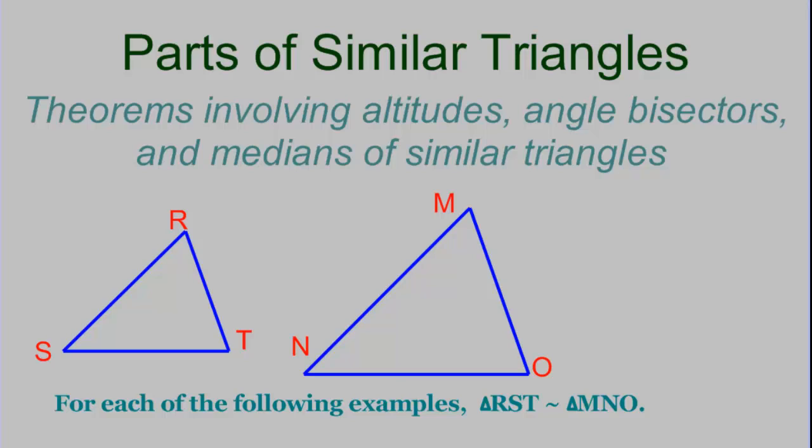This section is going to deal with parts of similar triangles, specifically some theorems that are pretty similar to each other that deal with altitudes, angle bisectors, and medians of similar triangles. We're going to use kind of the same two triangles in our diagram throughout this lesson, and just to put it out there right now, the two triangles are similar, and will continue to be similar throughout this section of notes.